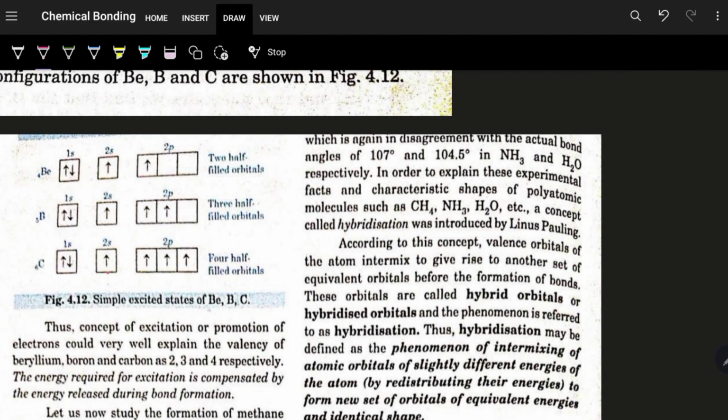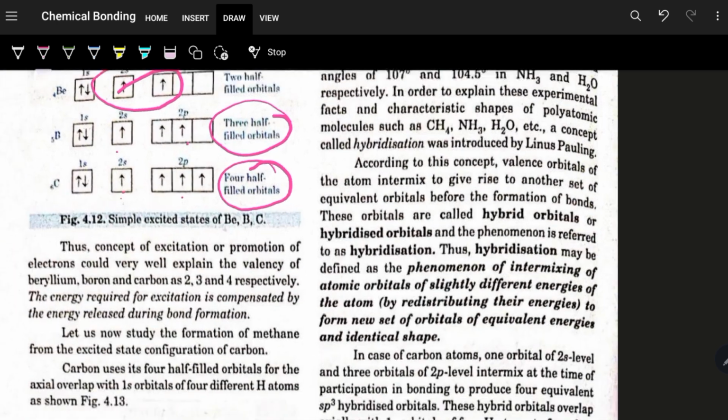Just see, 2s is having 1, 2p is having 3. So 4 half-filled orbitals. Here again from 2s to 2p. So 3 half-filled orbitals for boron, and for beryllium we are having 2 half-filled orbitals. So how come 2 half-filled orbitals? 2s is half-filled. 2p is also partially filled. So it is half-filled orbital, means it's not completely filled.